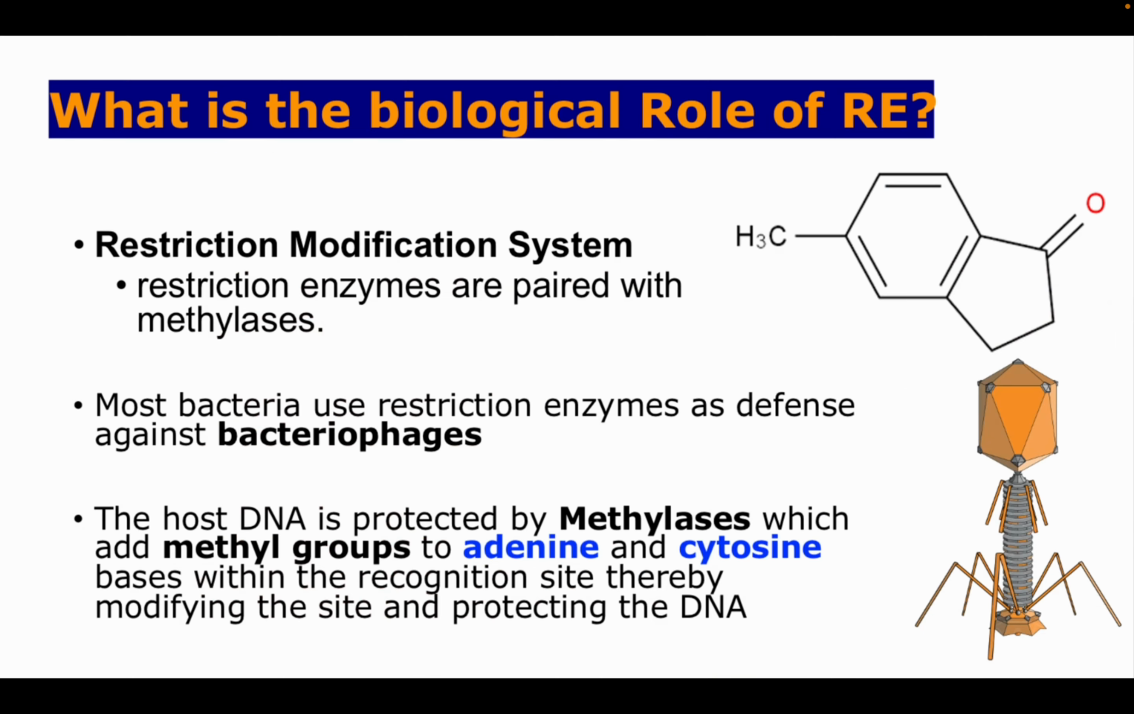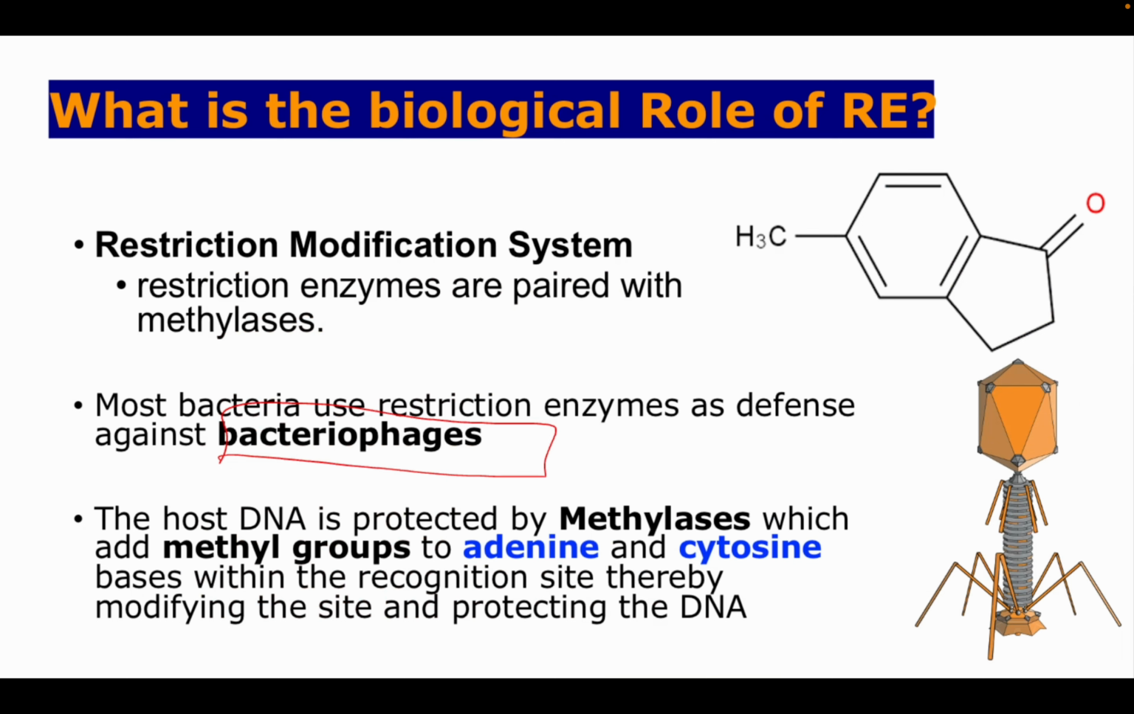So for the biological role of the restriction enzymes or restriction endonucleases, it's for the restriction modification system. And take note, the main function of restriction enzymes, as I have mentioned, is that it prevents the replication of phages, bacteriophages, by cleaving the DNA of the phages at specific parts, or specific sites.